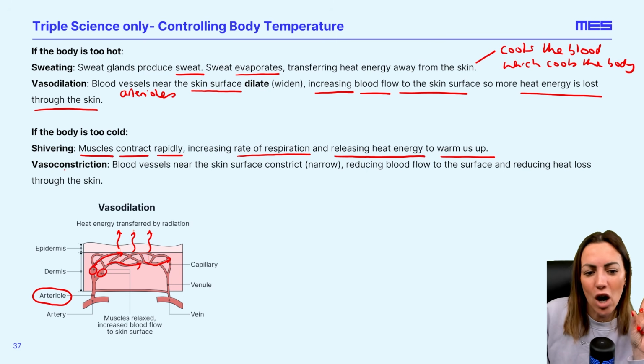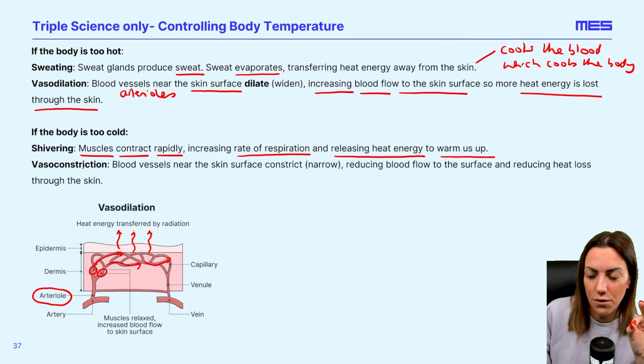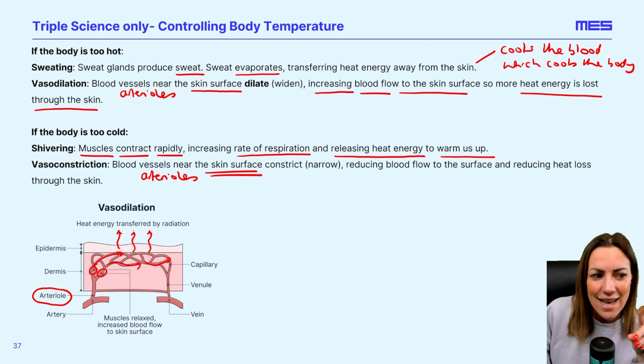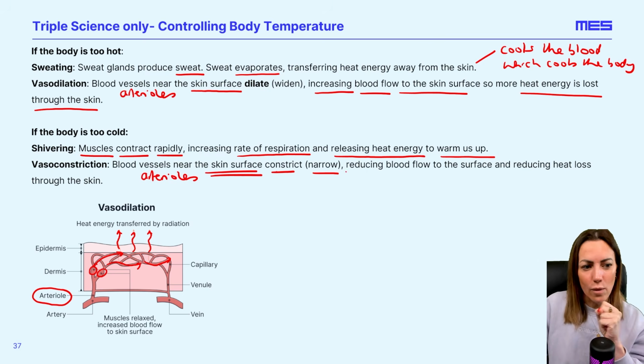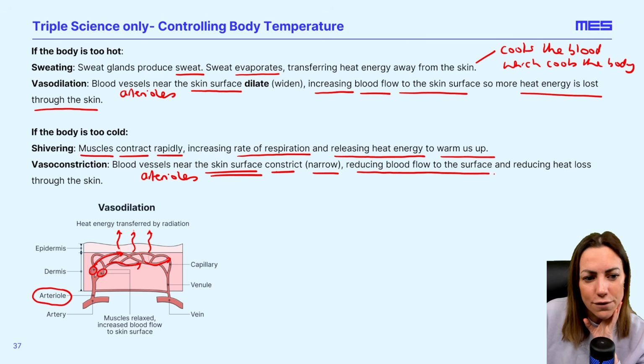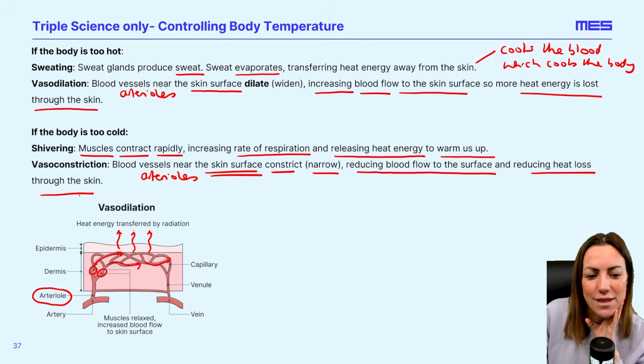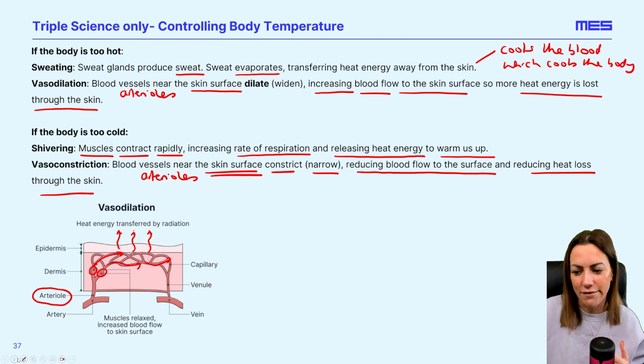Now, then we have the opposite of vasodilation. We have vasoconstriction. So let's go through it again. Again, we say it's blood vessels or arterioles near the skin surface. They constrict or they narrow. The lumen gets narrower. This will reduce blood flow to the surface of the skin and reduce heat loss through the skin, or reduce heat loss by radiation.